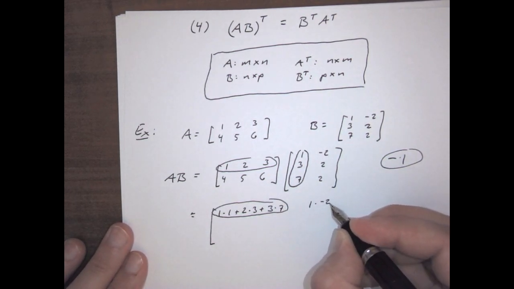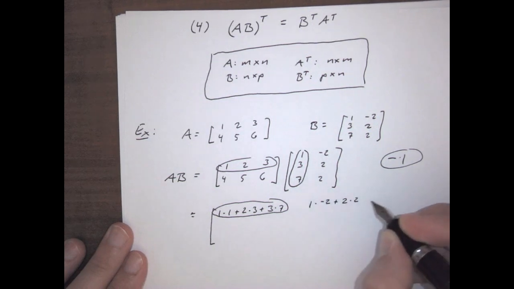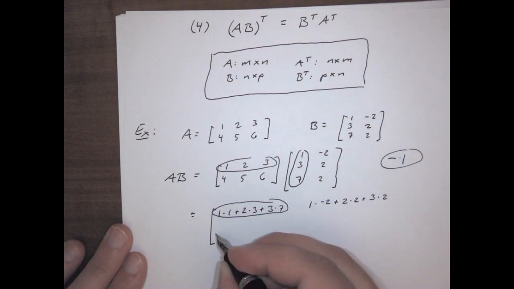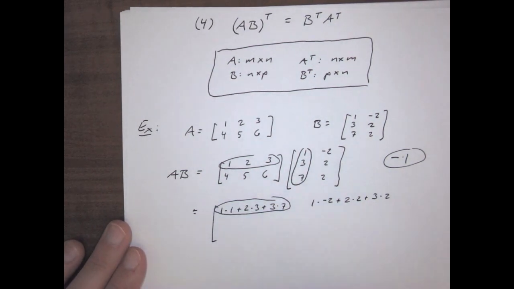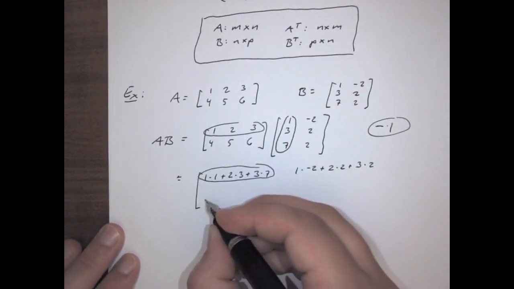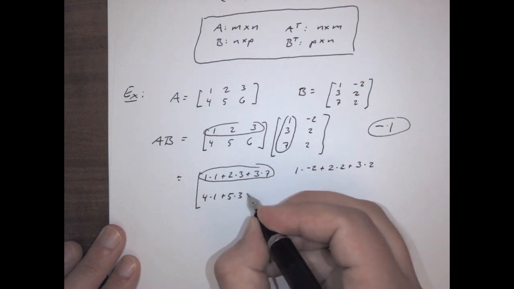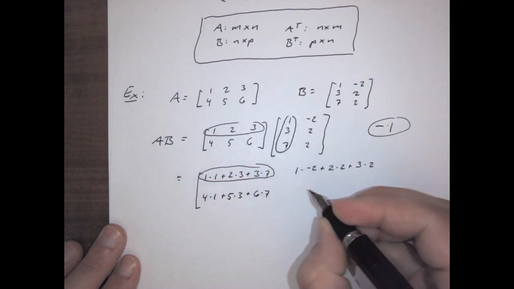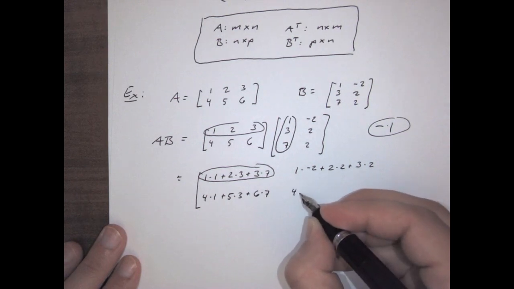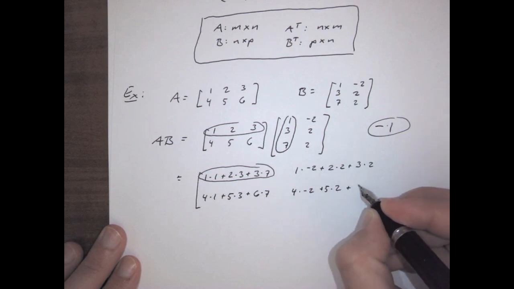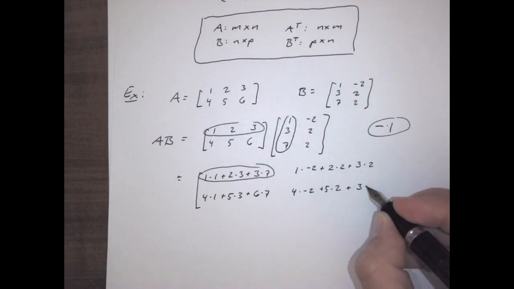Then 1 times negative 2 plus 2 times 2 plus 3 times 2. And then here, basically all of those first factors become 4, 5, and 6 instead of 1, 2, and 3. So 4 times 1 plus 5 times 3 plus 6 times 7. And same thing right here: 4 times negative 2 plus 5 times 2 plus 6 times 2.